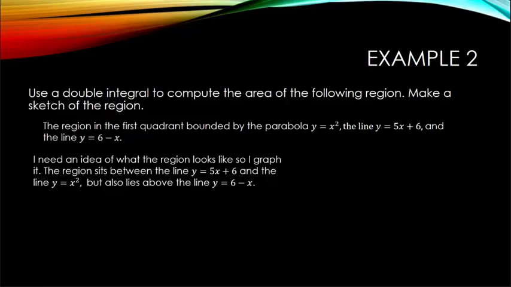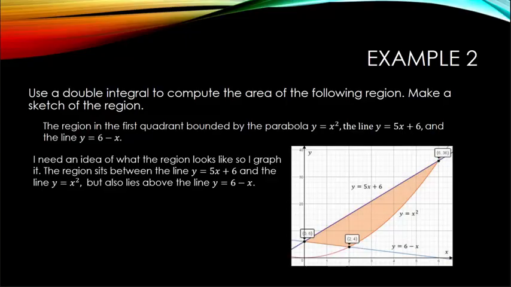I need an idea of what this region looks like, so I'm going to graph this region first. The region sits between the line y equals 5x plus 6 and the line y equals x squared, but it also lies above the line y equals 6 minus x.